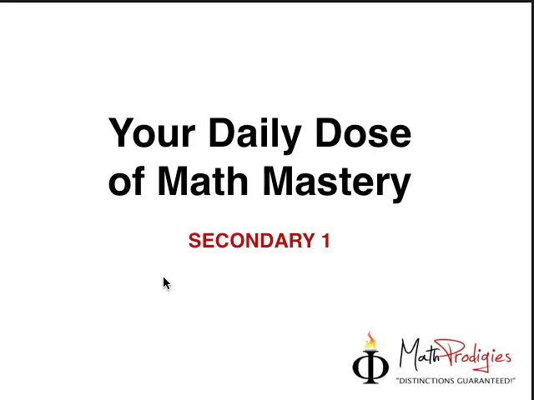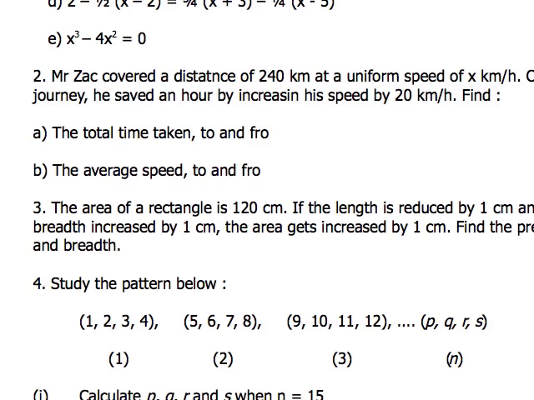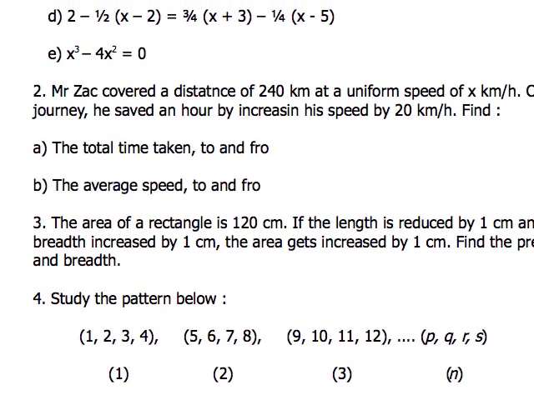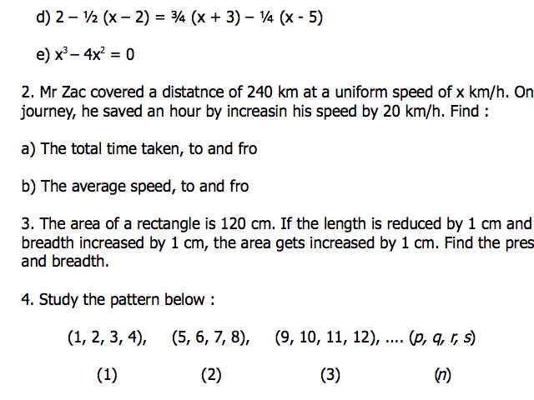And this question is a typical algebra question. It's a problem sum, and what you're going to see right now is the question. It says Mr. Zach covered a distance of 240 kilometers at a uniform speed of x kilometers per hour. On his return journey, he saved an hour by increasing his speed by 20 kilometers per hour. Part A, find the total time taken to and fro, and B, find the average speed to and fro.